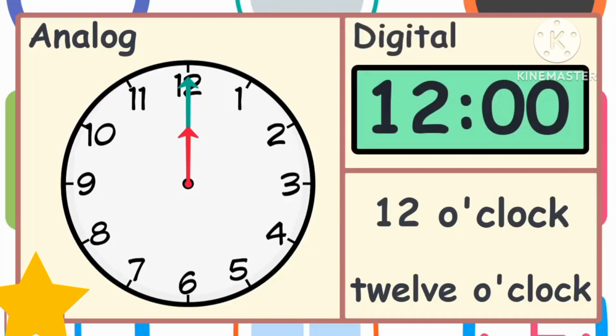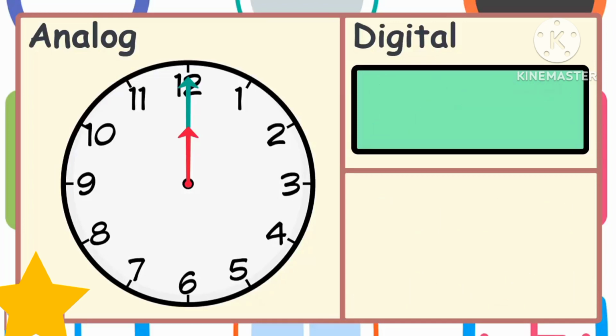All right. And this is the digital clock. The digits on the left will tell us what hour we are in. And the digits on the right will tell us the minutes that have passed the hour. And the time on both the analog and the digital clock is 12 o'clock.